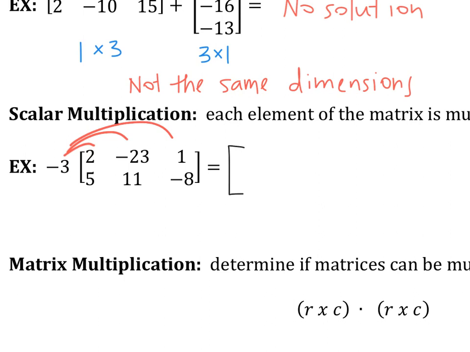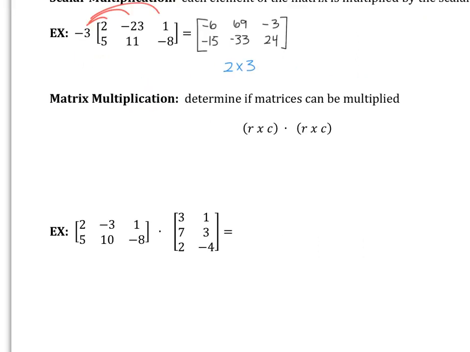So negative 3 times 2, we get a negative 6. Negative 3 times negative 23, we get positive 69. Negative 3 times 1 is negative 3. Negative 3 times 5 is negative 15. Negative 3 times 11 is negative 33. And negative 3 times negative 8 is positive 24. And our dimensions, again, still should stay the same. And in this case, we've got 2 rows by 3 columns.